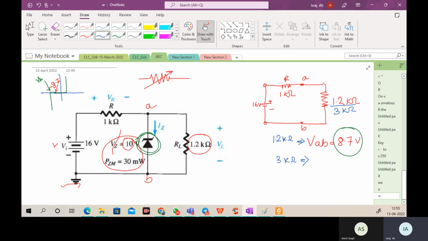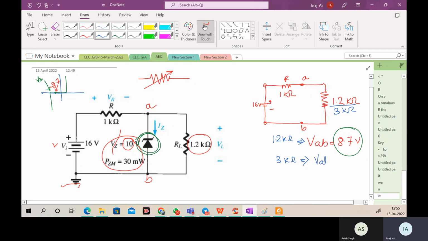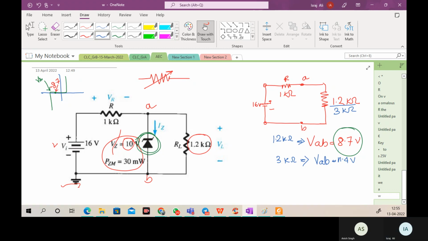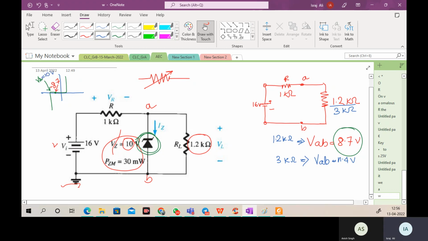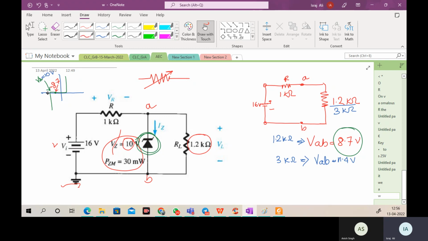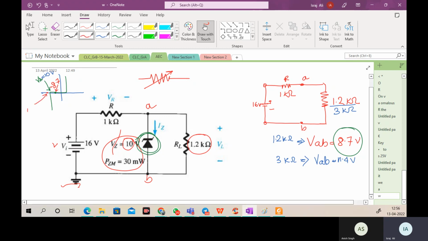Let me check the circuit. 1 kilo ohm is there. 11.4. Yes, sir. Sure about that? So I'm getting a voltage of 11.4 volt. So my VZ is 10 volt and I am getting the voltage 11.4 volt, which is somehow over here.